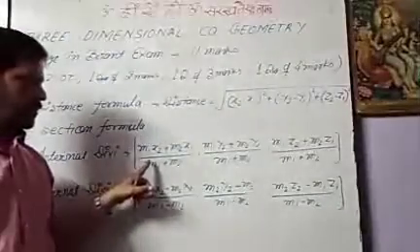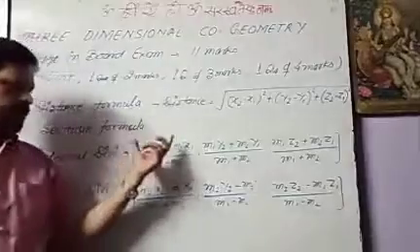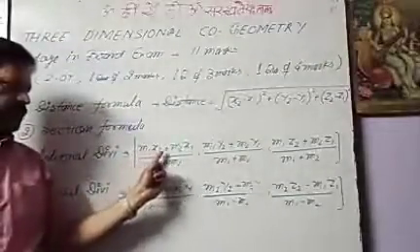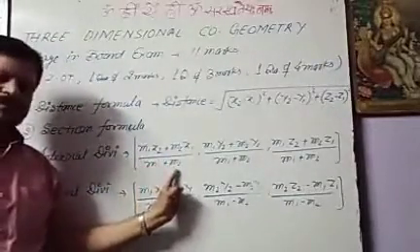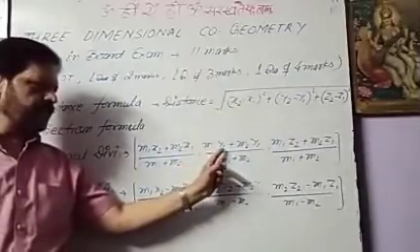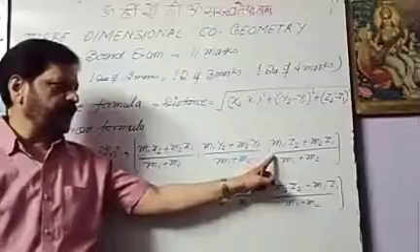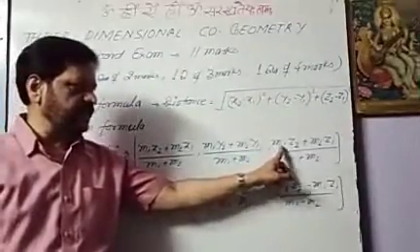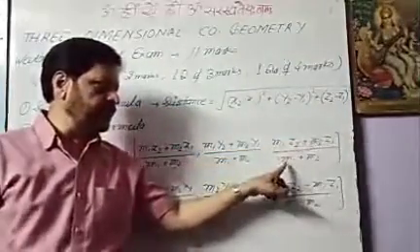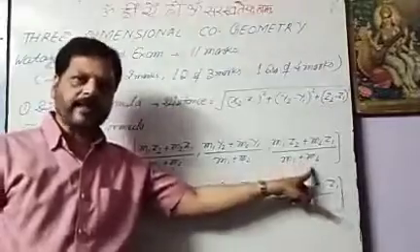The coordinates of the dividing point will be (m1 x2 plus m2 x1) upon (m1 plus m2), and (m1 y2 plus m2 y1) upon (m1 plus m2), and the z coordinate is (m1 z2 plus m2 z1) upon (m1 plus m2).